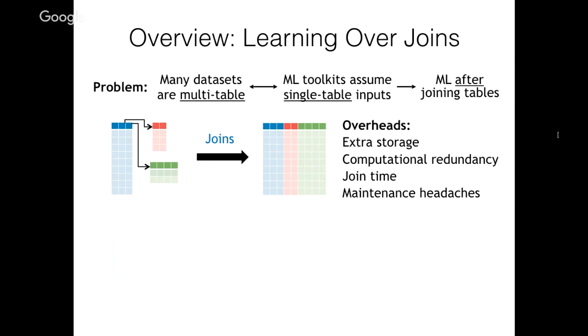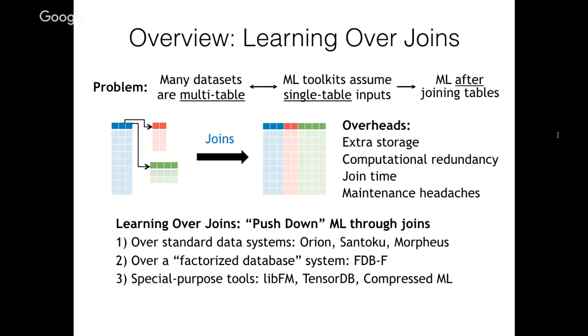headaches for them. And so learning over joins is basically a paradigm that recognizes that in the database world, we have this very celebrated query optimization idea of pushing the select through joins. We have extended that to pushing projections and aggregates through joins. And so in this body of work, essentially we want to push machine learning computations down through joins to the base tables so that you do not have to construct this materialized output of the join. And there are different approaches that different systems have taken, and I've grouped them into 3 categories.